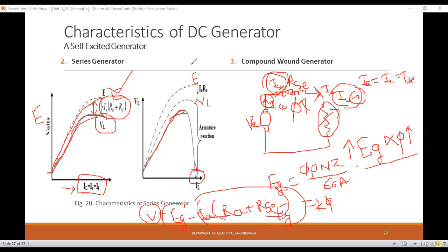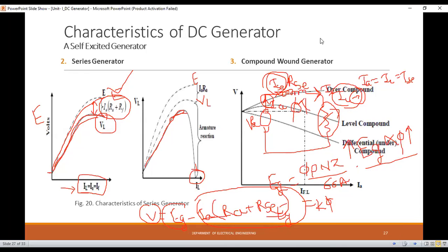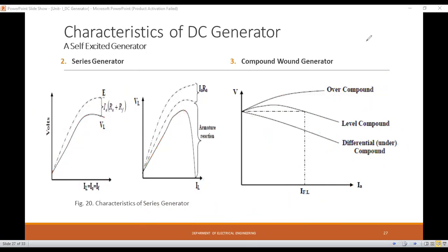Now the next type of generator is the compound wound generator characteristics. There are two types of compound wound generator, which we have already discussed. The first one is the cumulatively compounded generator. The second one is the differentially compounded generator.